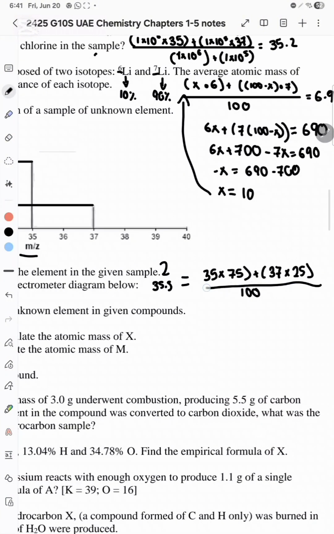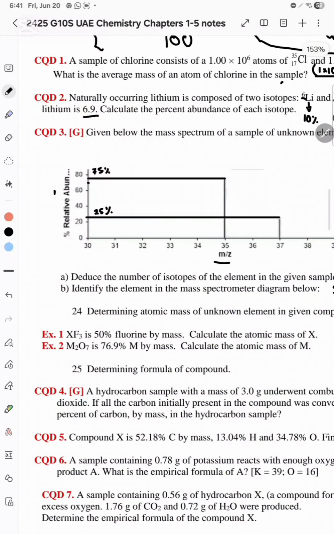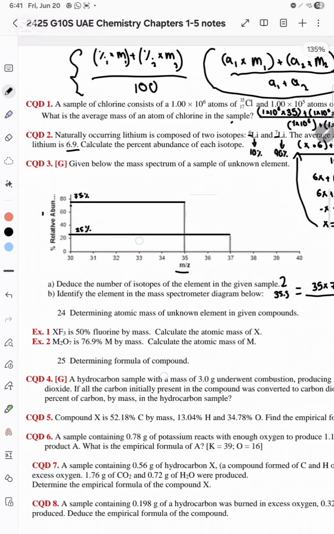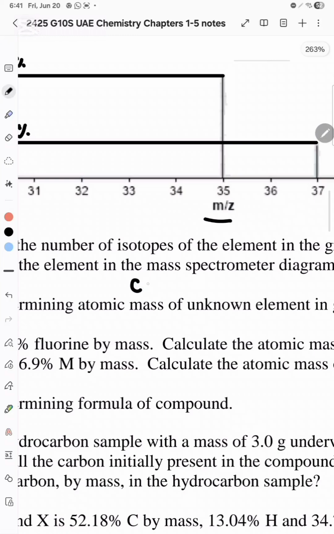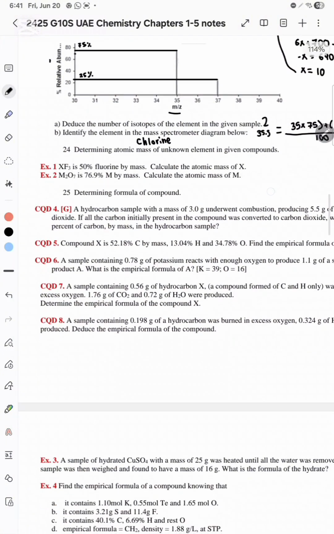Okay, good. And now, since it's 35.5, they're asking us which is the element. So we have to go back to our periodic table and look at all the masses and find out which one has a mass of 35.5, which in this case is chlorine. Now we need to determine the atomic mass of unknown elements in a given compound.